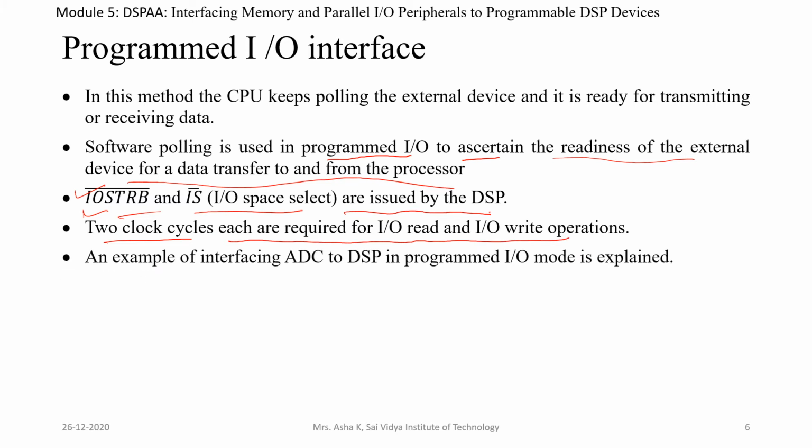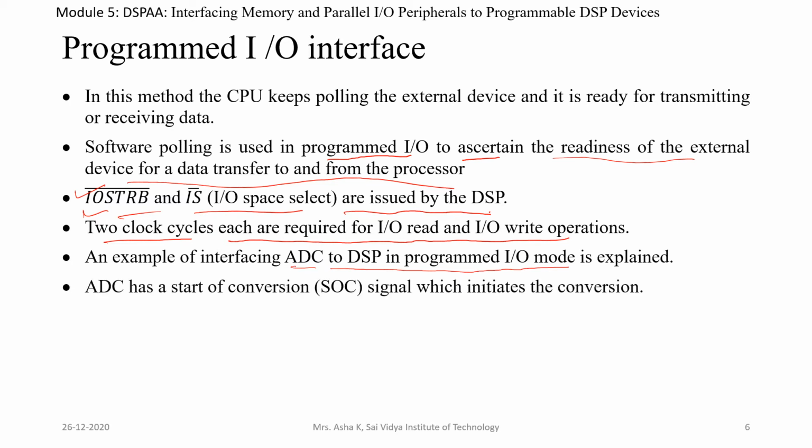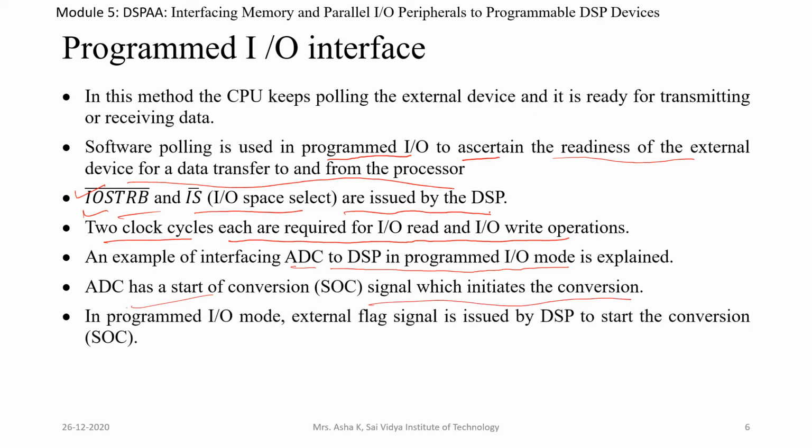An example of analog to digital converter interfacing to a DSP in programmed input-output mode is discussed here. The ADC will have a start of conversion signal which initiates the conversion. In programmed input-output mode, an external flag signal is issued by the DSP to start the conversion.